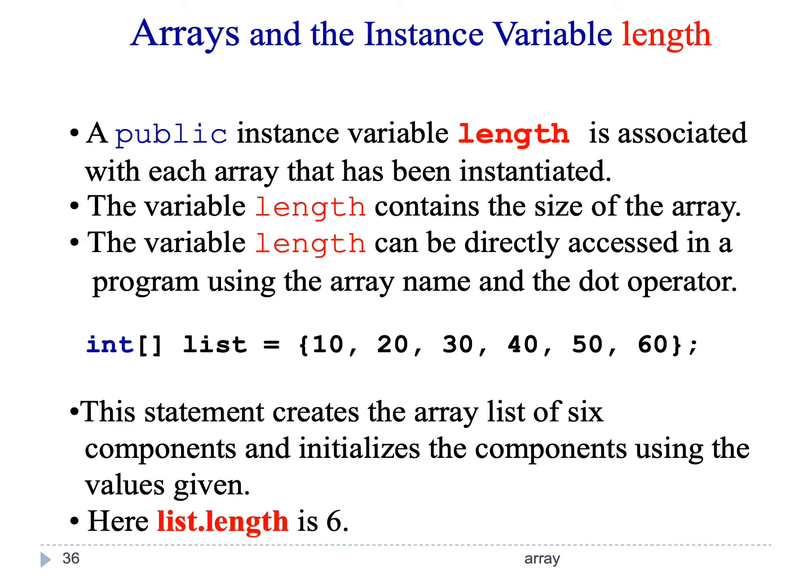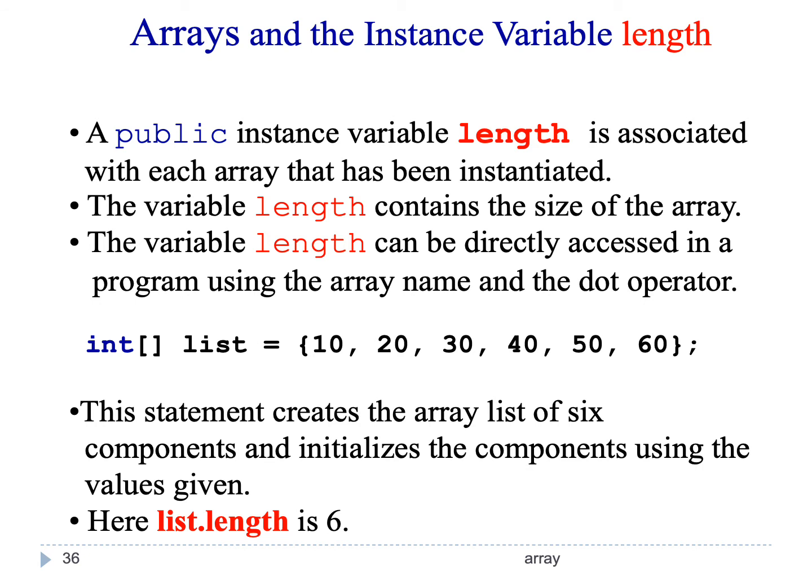Say that we declare and initialize our array using the braces. How do we know the length of the array? A public instance variable length is associated with each array that has been instantiated. The variable length contains the size of the array. The variable length can be directly accessed in a program using the array name and the dot operator.